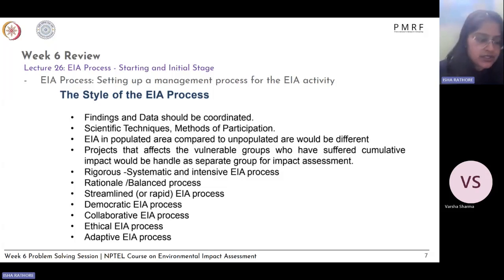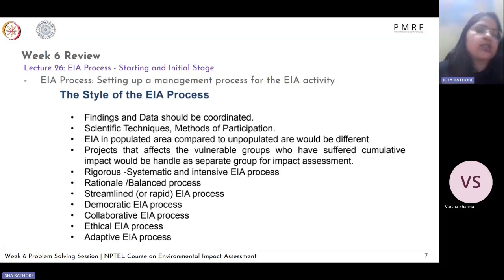So they're going to be different in terms of what methods and techniques will be used in these areas, whether the project affects vulnerable groups and how their impacts are going to be handled, whether they're going to do a different impact assessment study for these vulnerable groups, like a social impact assessment, or are they going to include their effects in a certain head or something?